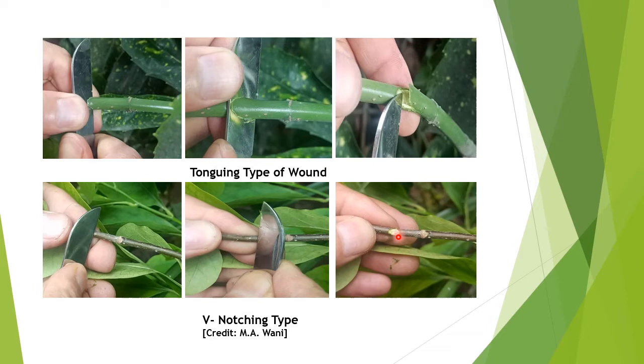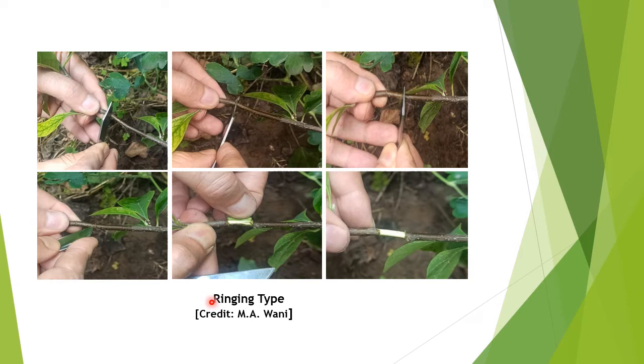Also you can use a ringing type. First you are defoliating the area, and then you are making the first cut and the second cut, and then you are crossing it this way, removing the bark. Removal of the bark is done here, and you are making a ring. This ring is called girdling also. So we have a ringing type, a tonguing type, and a V notch type of wound. These wounds are being done simply to promote adventitious root formation.